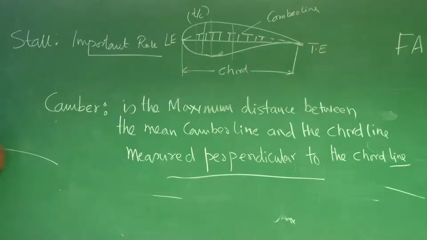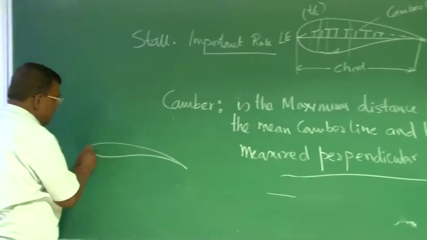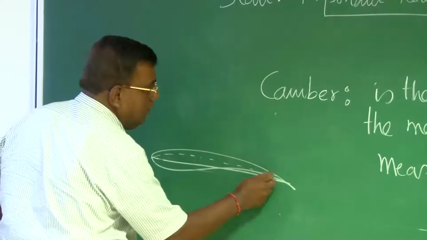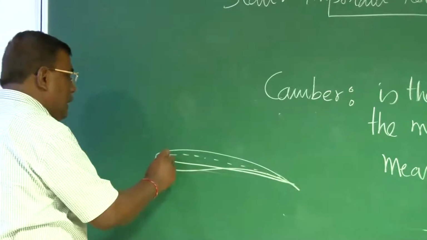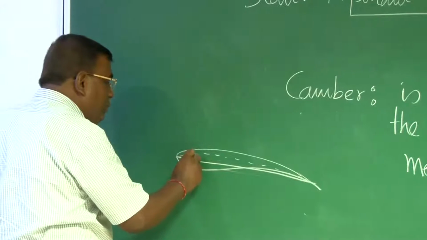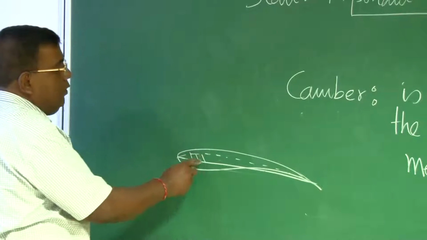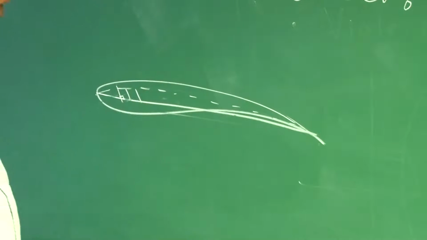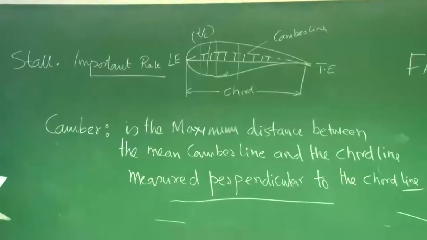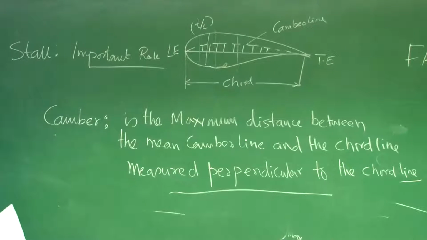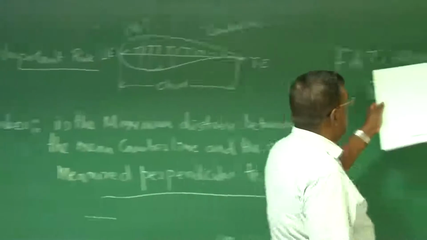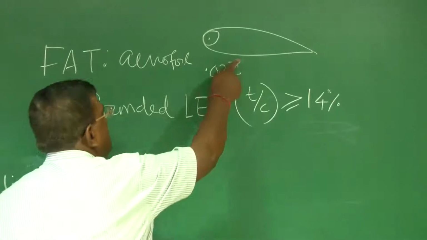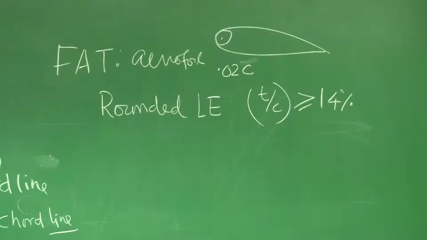It is possible that the chord line is something like this, and the mean Kimber line is something like this, and I take the mean position. So that time I will say the Kimber is, I have to draw a perpendicular to the chord line. So that will become the Kimber, right? This should be clear in your mind. Okay, then the leading edge radius, which I was talking about here, mostly you will find this is 0.02 times the chord, 2% of the chord, around that. Okay.